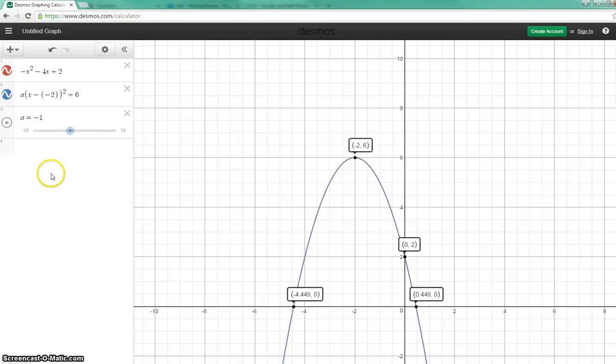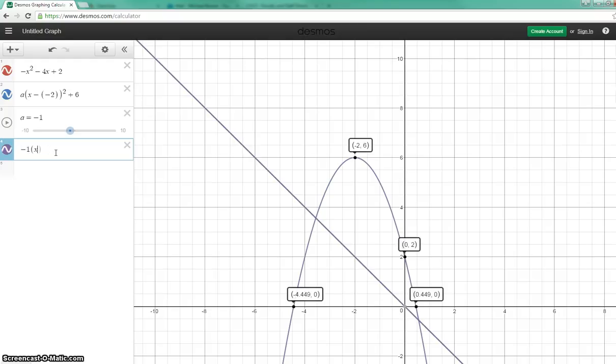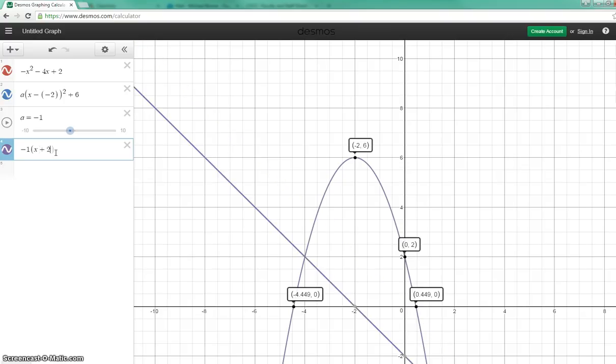I know that a is negative 1. So in standard form, I would have negative 1 times (x minus my h, so that would actually be plus 2 in this case) squared, plus 6, which is the same thing as negative x squared minus 4x plus 2. So we've just manipulated Desmos to help us figure out the standard form, which is kind of cool. But again, I'll show in a supplemental video how to do that and how to solve for those zeros.